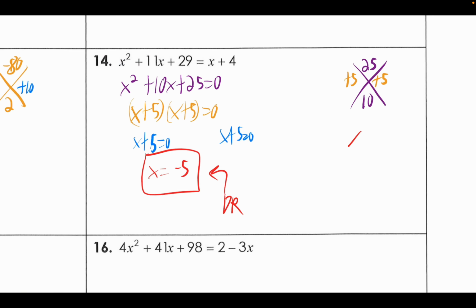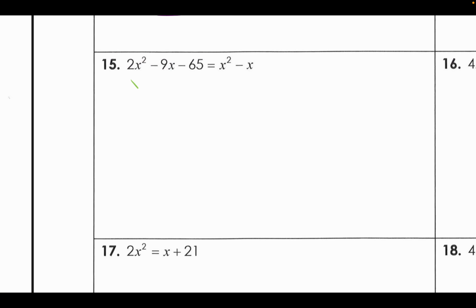Anyway, moving on to number 15. If I subtract x squared and add x to both sides, I end up getting x squared minus 8x minus 65 equals 0. I go and make the x and I get negative 65 on top and negative 8 on the bottom, and try to figure out the two numbers that would do the trick. It'd be negative 13, positive 5. I can do the shortcut because it's a 1x squared, so I get x minus 13, x plus 5 equals 0. Set each of these equal to 0.